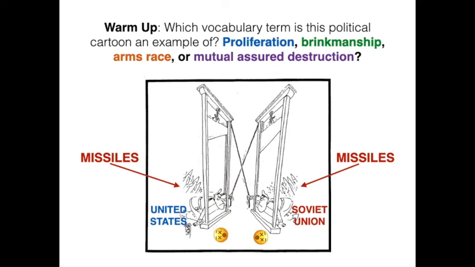This is an example of many of the terms. So the warm-up question here says, which vocabulary term is this political cartoon an example of? Proliferation? Well, certainly nuclear weapons spread in order for these two countries to be able to attack each other. Brinkmanship, where they're both threatening to, if you do anything, you let go of your rope, I'm going to let go of mine. You launch your missiles, I'm going to launch mine. Arms race, certainly they're both trying to keep up with each other in how many nuclear weapons they're accumulating, and it's definitely mutual assured destruction. If you destroy my country, be assured I will completely destroy your country as well.